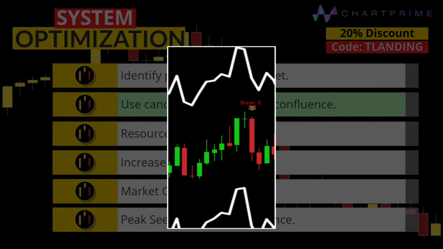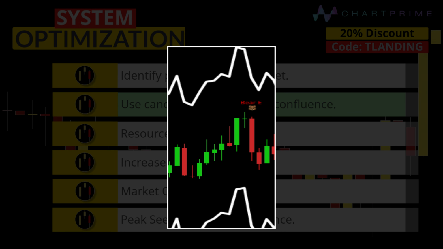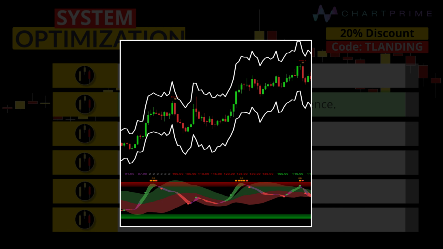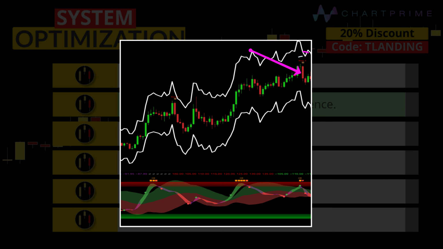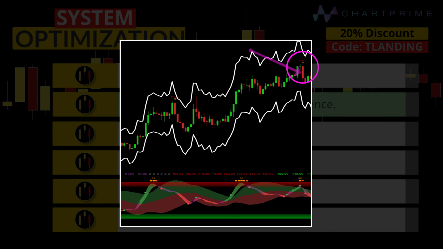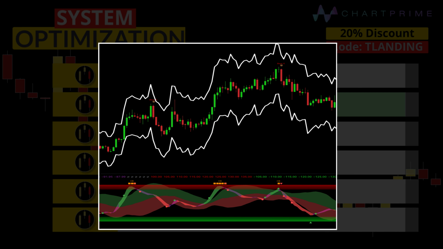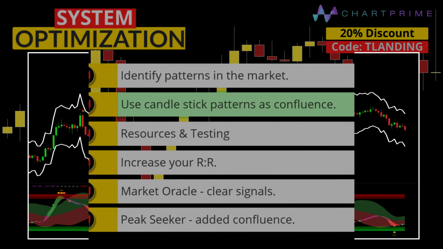Second, candlestick patterns can be very powerful to portend future market direction, especially if combined with other indicators. Here we can see the Chart Prime candlestick pattern detector identified this bearish engulfing candle. At the same time, the oscillator is in the overbought zone. This is followed by another bearish move.